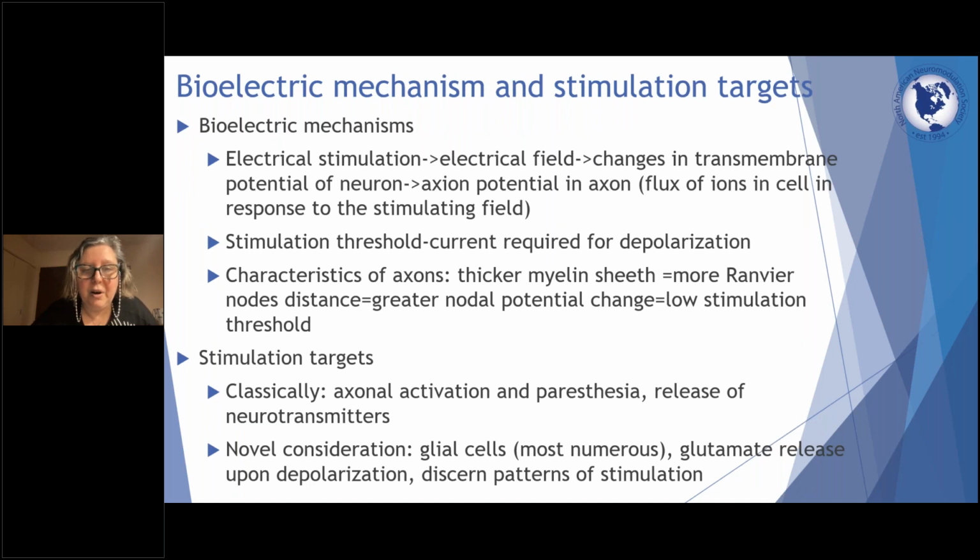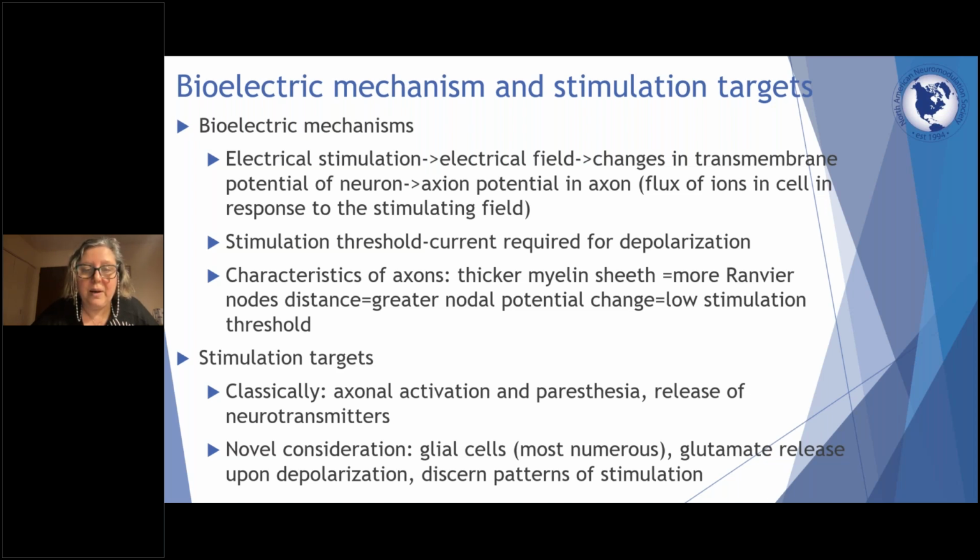Moving on to the stimulation targets, the characteristics of the targets are, as we know from the gate theory, or classically, the neurons. After an electrical stimulation, you create an electrical field, which changes the transmembrane potential, generating an action potential in the axon, and this action potential is transmitted, as we mentioned, antidromic and orthodromic. We also have the stimulation threshold, the amount of current required for depolarization, and it depends on the characteristics of the axon.